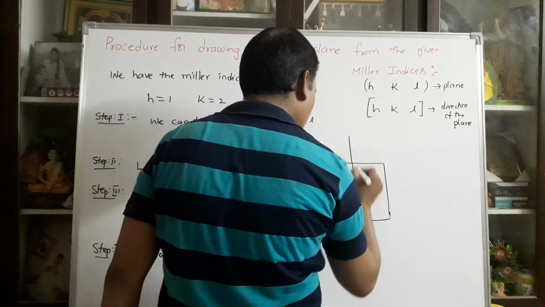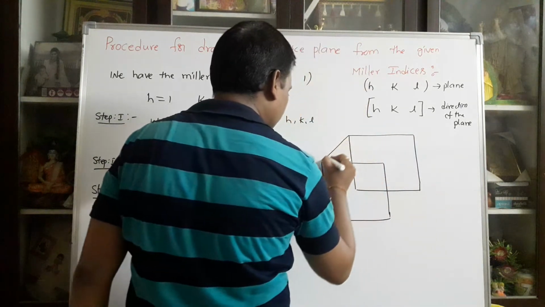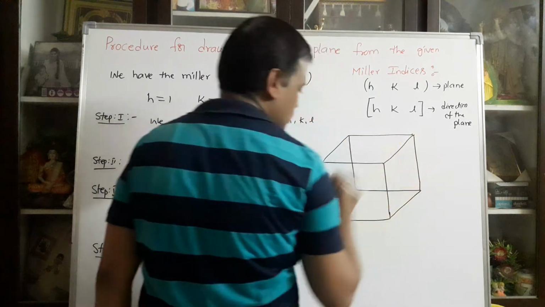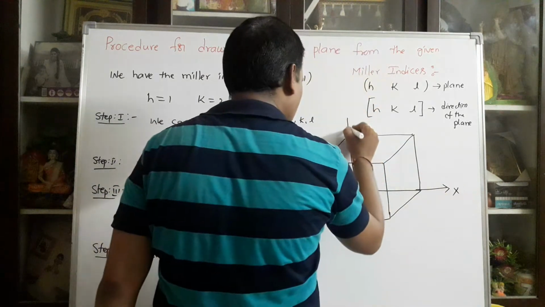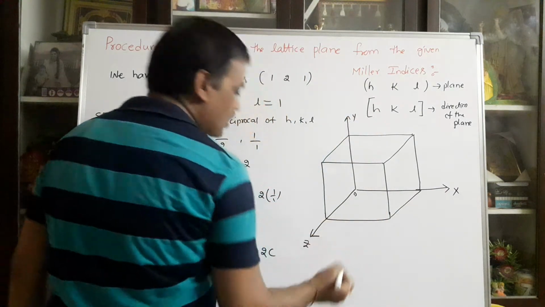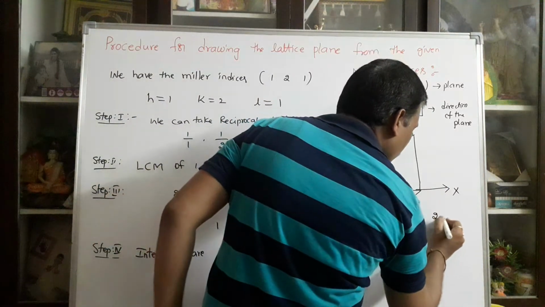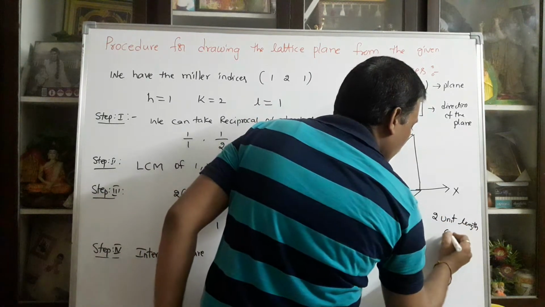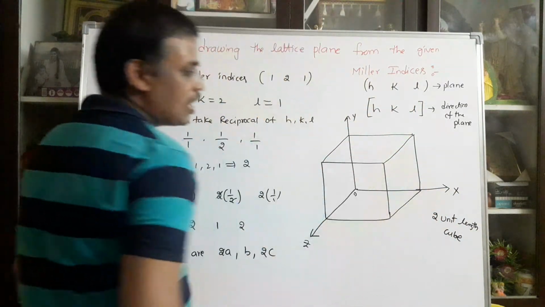I am taking a cubic structure having a length of 2 units. I am taking the lattice crystal. This can be taken as the origin. This direction can be taken as the x direction, this direction as the y direction, and this as the z direction. Along x, I am taking a cube of 2 unit length, from the origin to this point.